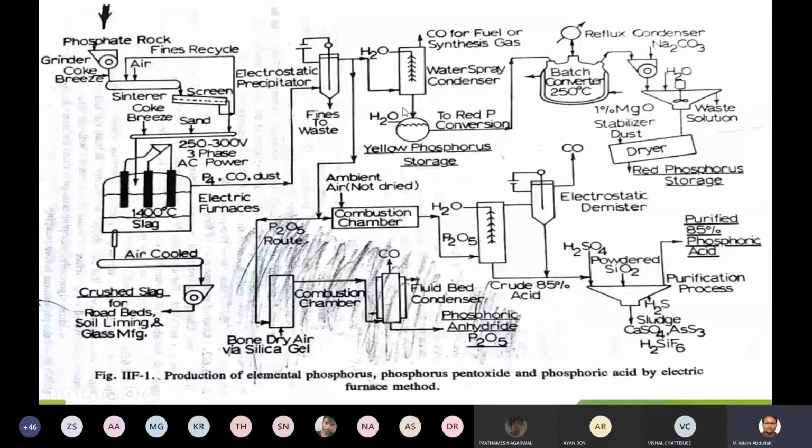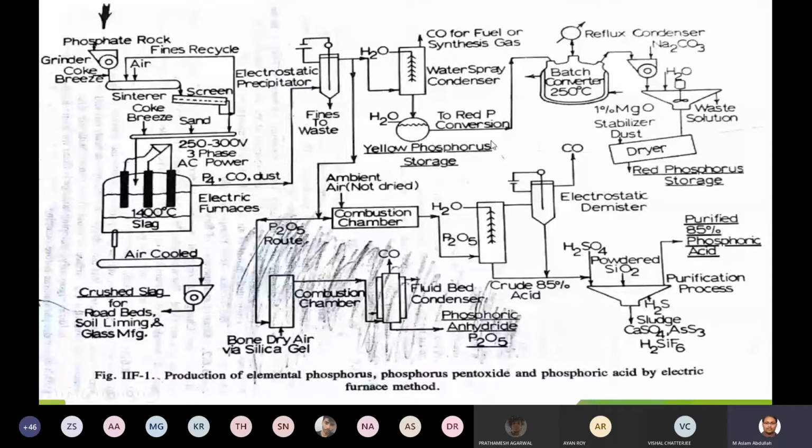Now I have mentioned water here. What is this water below the water spray condenser? If you added excess water, this excess water will be collected at the bottom of the water spray condenser. Once you have started collecting the water, you will pass only the yellow phosphorus. If you want yellow phosphorus, you can stop the process here itself. But if I need red phosphorus, I need to carry out some more operation. How can I do it?